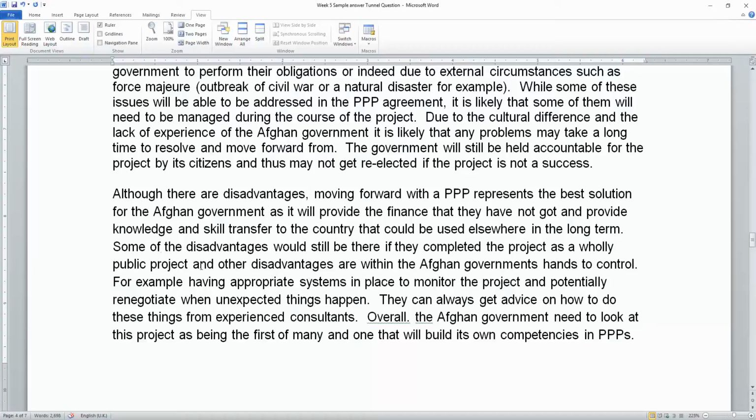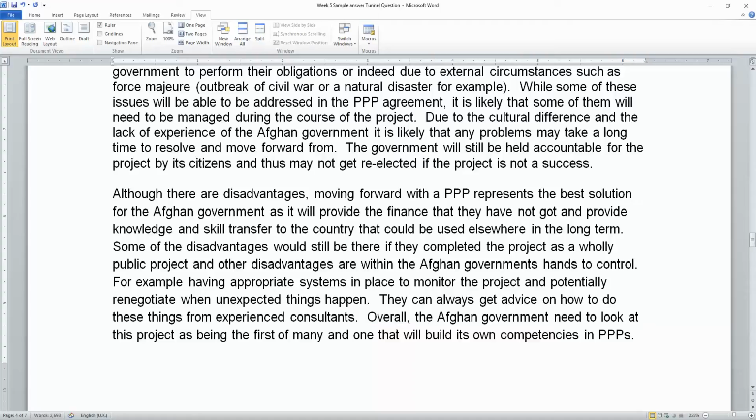There would always be some disadvantages of the project, and other ones could be within the Afghan government's control, by setting up appropriate systems to monitor the project, which are going to reduce the likelihood of it failing, and the disadvantage of maybe not getting re-elected, offering a solution that they can maybe get consultants to help them with this. Okay, that's a big evaluation.